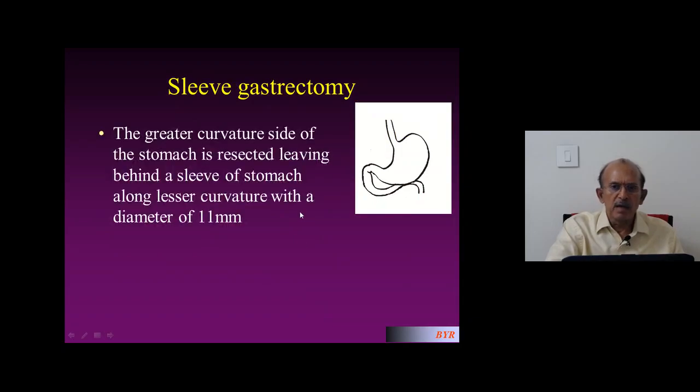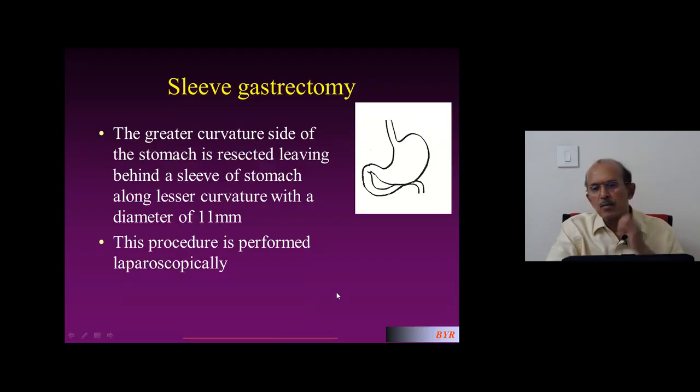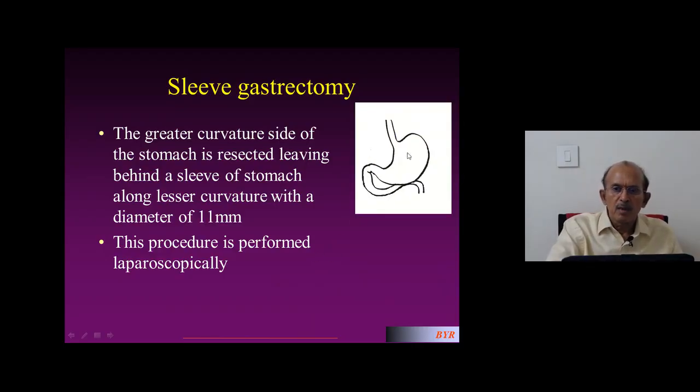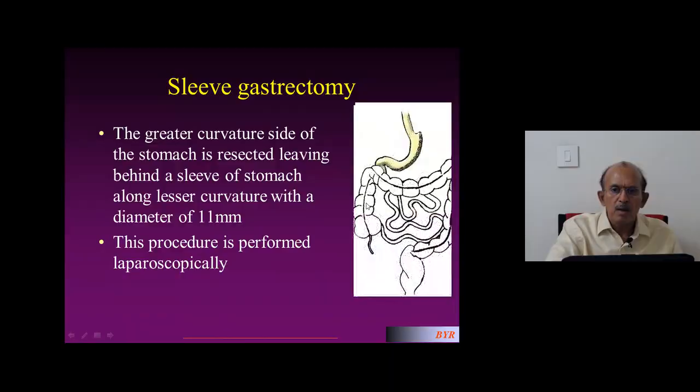The next procedure is called sleeve gastrectomy. Here the greater curvature side of the stomach is resected, leaving behind a sleeve of stomach along the lesser curvature with a diameter of only 11 millimeters. This procedure is performed laparoscopically. You can see here, this is the normal stomach. Now the stomach is resected and only the small tubular stomach is left behind. So the major part of the stomach has been removed here.